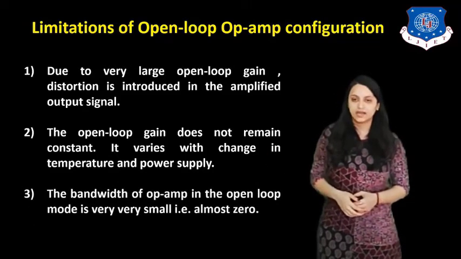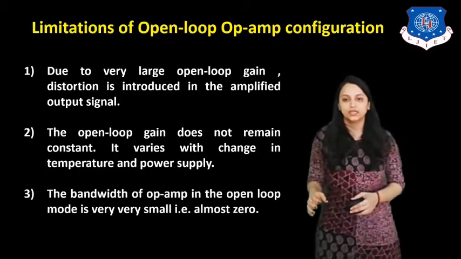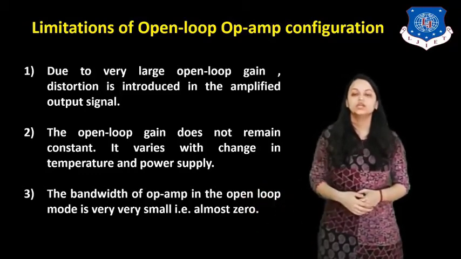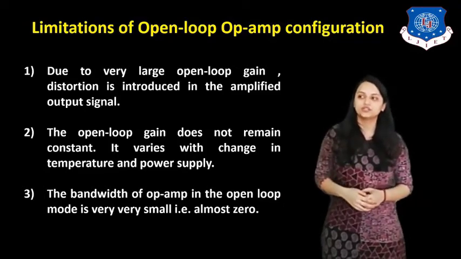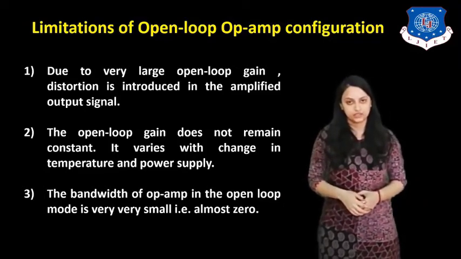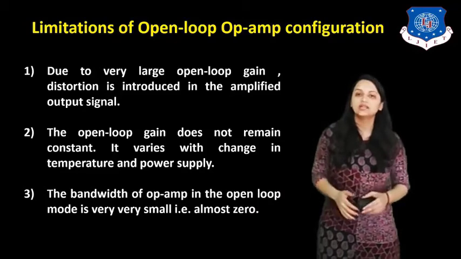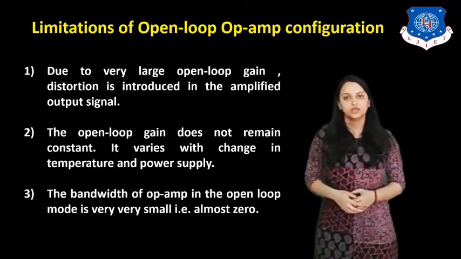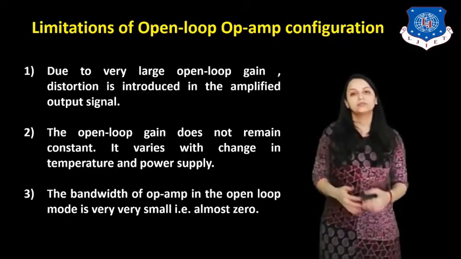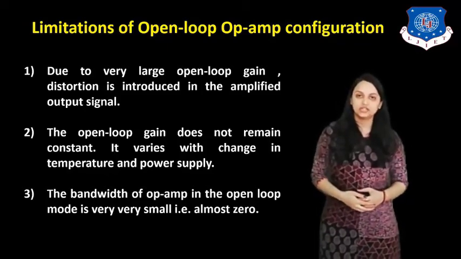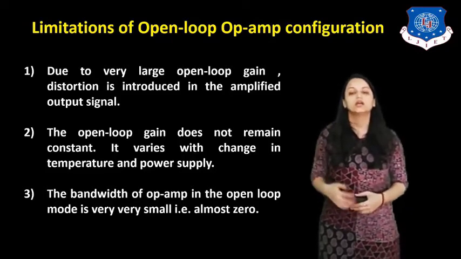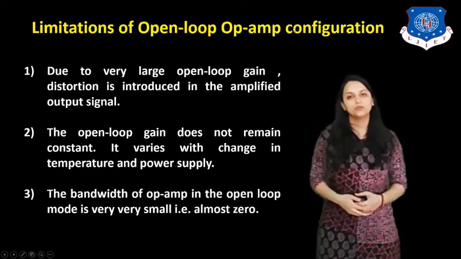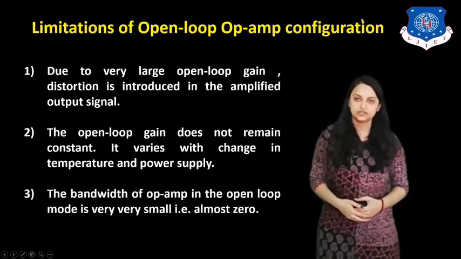The third one is that the bandwidth of the op-amp in open loop mode is small, almost zero. So these are the basic limitations of open loop op-amp configurations, due to which it is not desirable to use the op-amp in the open loop mode. So to overcome these drawbacks or limitations, we are going to see closed loop op-amp configurations. What are the three different closed loop op-amp configurations in the further session?